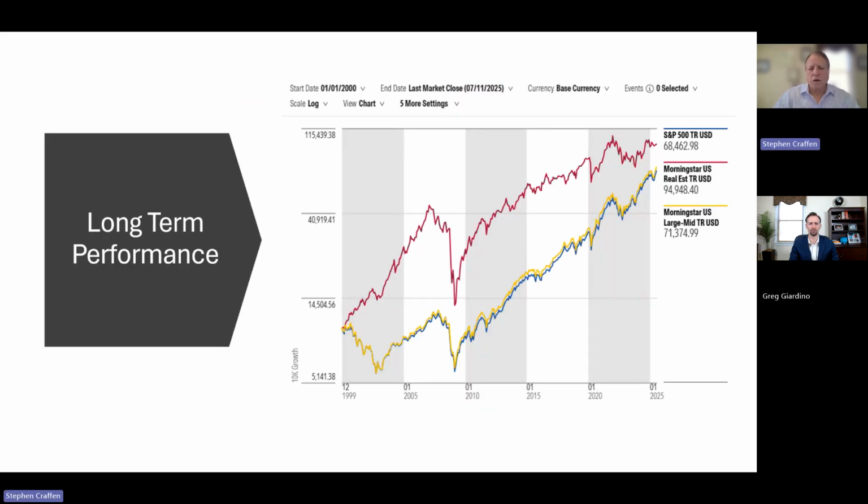And so you see here, this is a graph of that, and you see that $10,000 invested in real estate since 1999, this is a Morningstar Real Estate Total Return Index, you would have about $95,000 today versus only about $68,000 in the S&P, which is a significant difference. So I'm not saying you should eliminate the S&P in your portfolio.